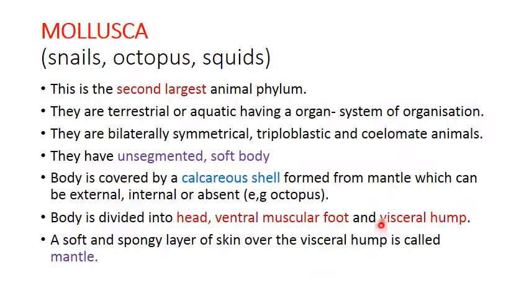और इस visceral hump पे, जहाँ पे सारे internal organs हैं, एक soft spongy layer of skin है, that is called the mantle. So a soft and spongy layer of skin over the visceral hump is called the mantle. और यही mantle अभी हमने क्या बोला था, क्या secrete करेगा? The shell, the calcareous shell. Calcareous, that is made up of calcium carbonate.